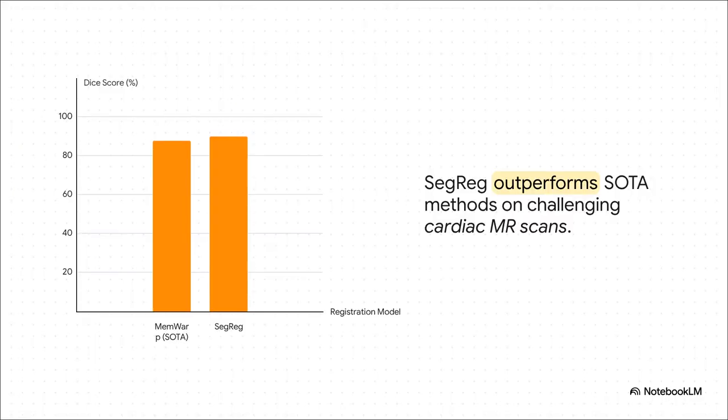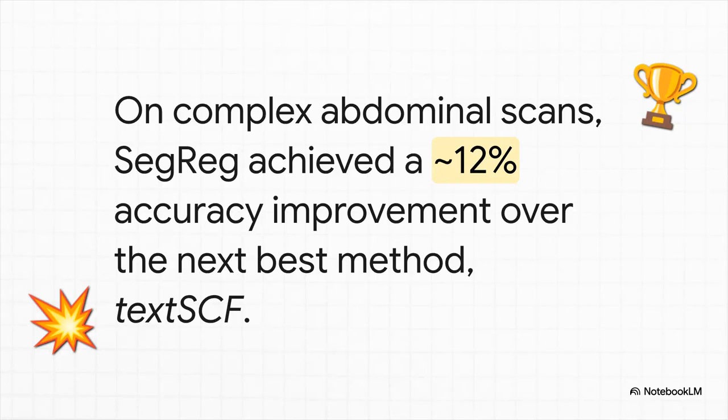So on really tough cardiac scans, trying to align a constantly beating heart, the previous best-in-class model got an accuracy of about 87.8%. SegReg comes along and boosts that to a full 90%. Now, that might not sound huge, but in this field, that is a really significant jump. And this is where it gets even more wild. On complex abdominal scans, where there are huge differences between patients, SegReg just blew the doors off the competition and improved accuracy by about 12% over the next best method. That's massive. It shows this isn't just a fluke, the approach is seriously robust.